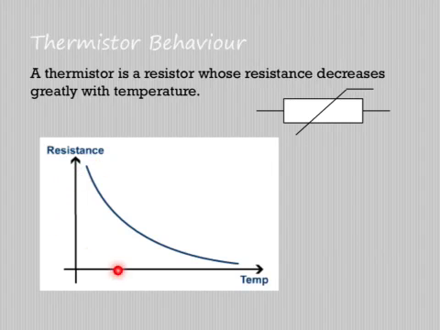This is a typical graph for a thermistor. A thermistor is a resistor whose resistance decreases greatly with temperature.